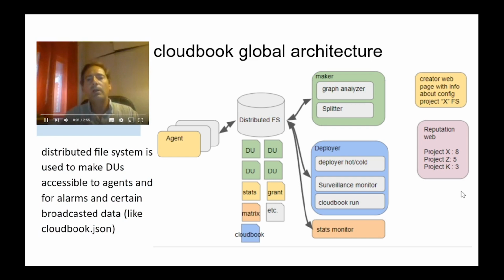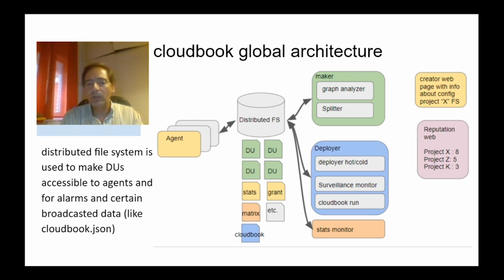The Cloudbook global architecture is composed of three main pieces: the maker, the deployer, and the agents. The maker is in charge of producing the deployable units, and it's composed of two components: the graph analyzer, in charge of the matrix and creating the matrix of invocations, and the splitter, which finally creates the deployable units, which will be deployed by the deployer into the agents.